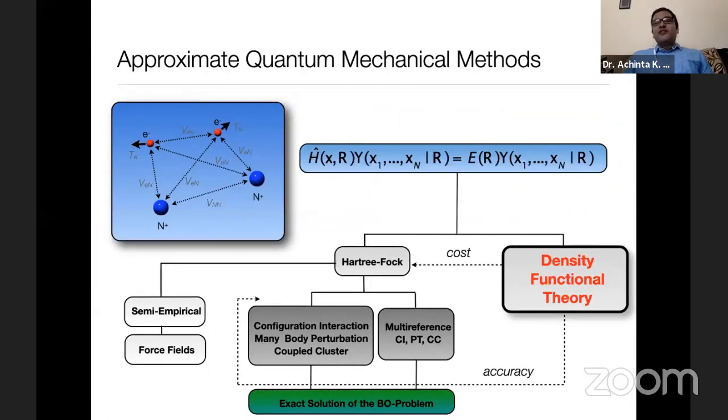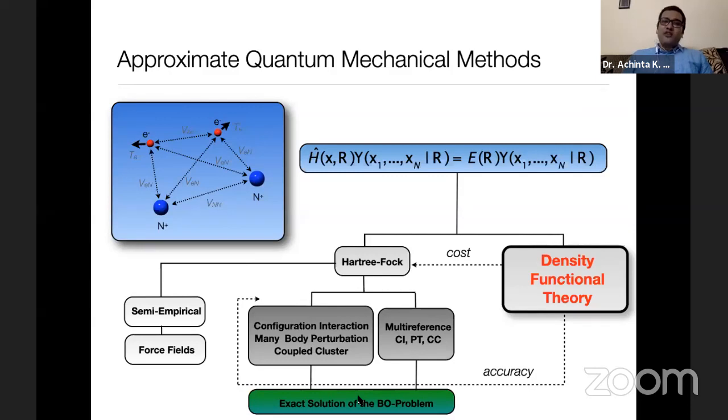So what do the approximations mean? I describe my Schrodinger equation. Of course, I have taken the Born-Oppenheimer approximation. Now I can go by two routes. One is the Hartree-Fock route, the wave function route. In wave function theories, I first solve Hartree-Fock. In the next slide, we will see what Hartree-Fock is. Of course, Hartree-Fock is an approximation, so I miss some things, and then I try to correct for that. If I correct it exactly, then it leads to the exact solution of the Born-Oppenheimer problem. That's the wave function picture.